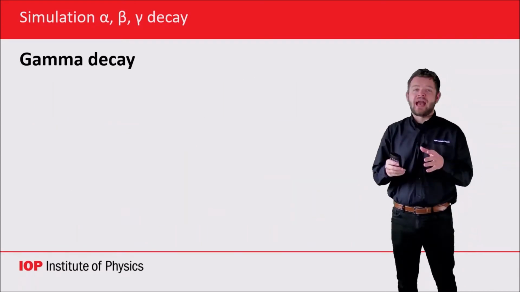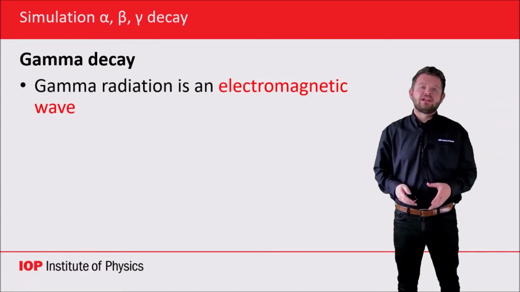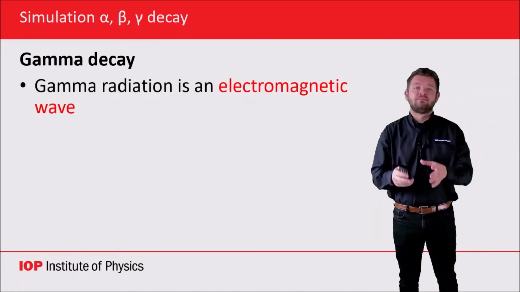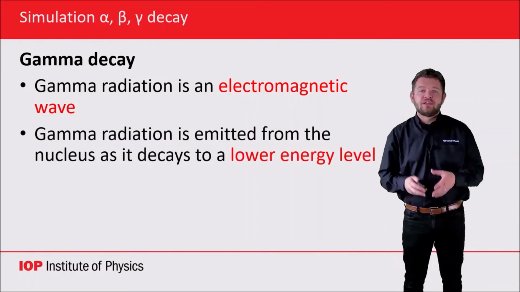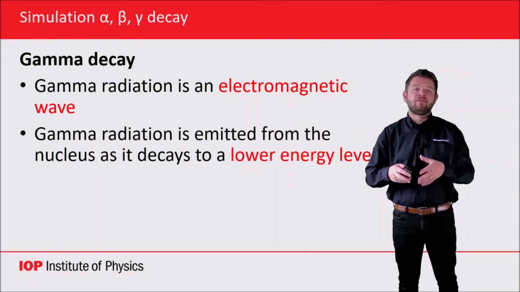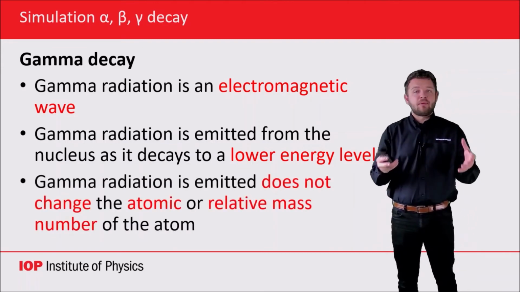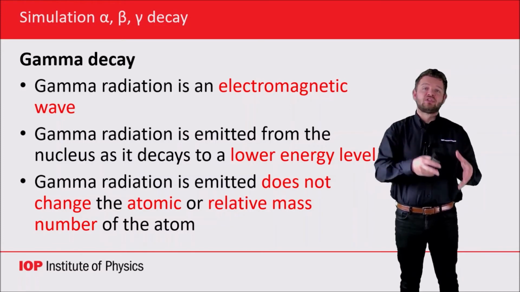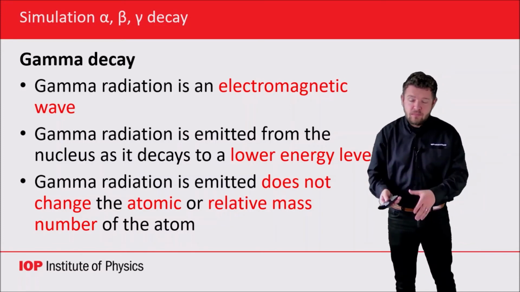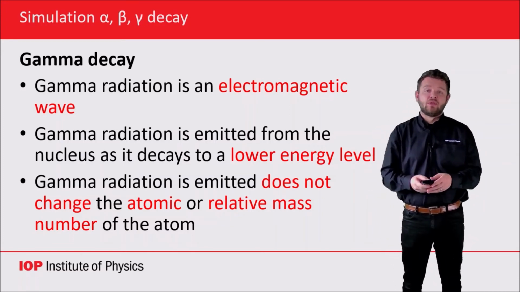Finally, we come to gamma decay. Gamma radiation is an electromagnetic wave which is emitted from the nucleus as it decays to a lower energy level. This can be expected to happen alongside alpha and beta decay. As gamma radiation is a wave and not a particle, it has no effect on either the relative atomic mass or the number of protons in the nucleus.